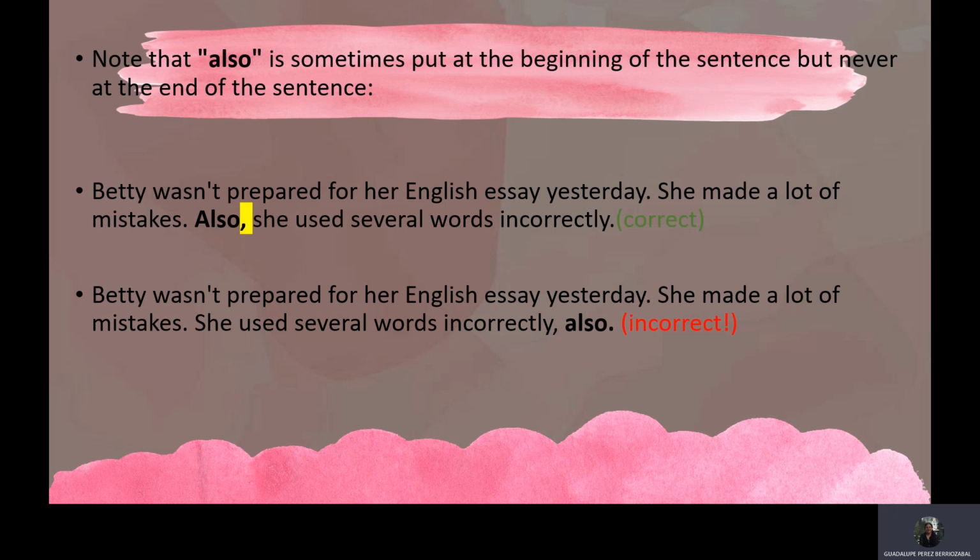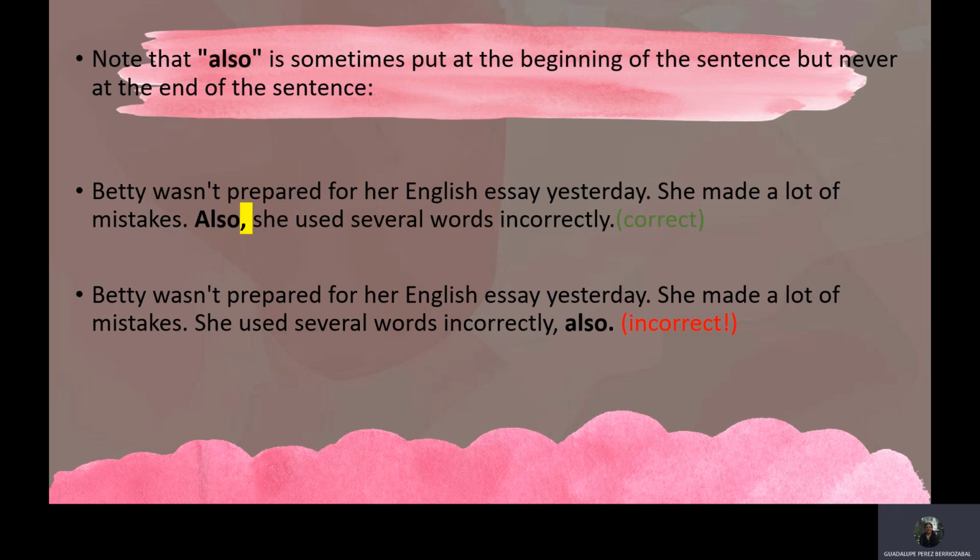As you can see, also is at the beginning of the second clause, and after also we find a comma. And in the second sentence, also is put at the end of the sentence. For that reason, it's not correct. Also is sometimes put at the beginning of the sentence, but never at the end of the sentence.